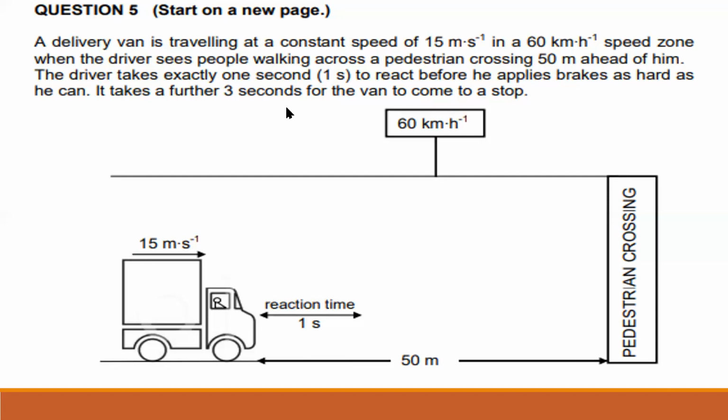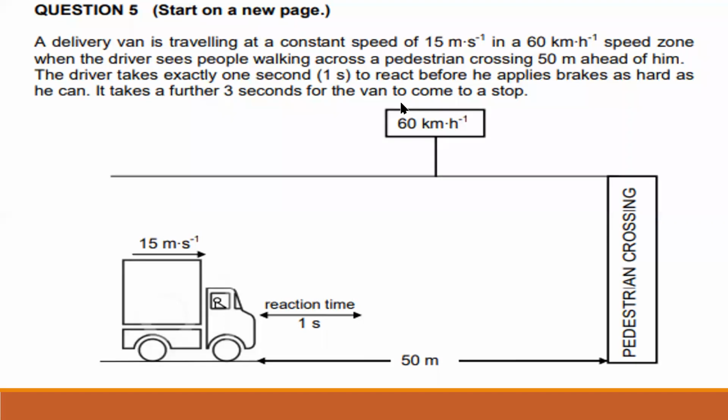First of all, people, we can check the question: 15 meters per second in a 60 kilometer per hour speed zone. First 1 second going with constant velocity, 15 meters per second. After that, for 3 seconds the velocity is decreasing until it stops. So we have two different motions: uniform motion in 1 second, and then negative acceleration for 3 seconds. This is our motion.